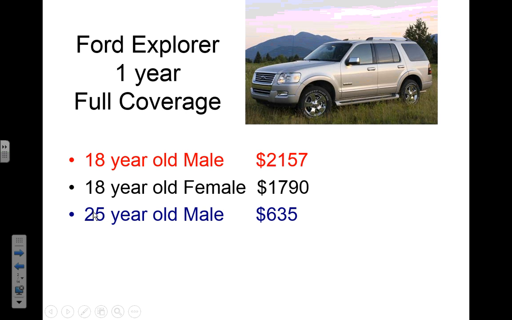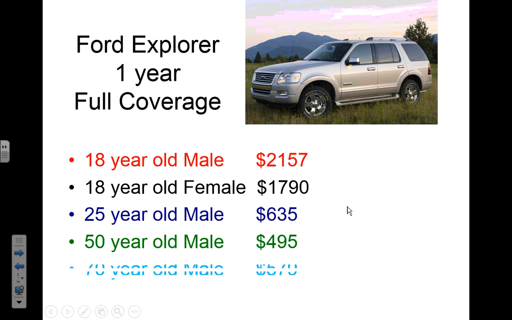Then I started just going with males on different ages, and you notice 25-year-old males, it drops considerably. Again, the insurance is exactly the same, but age makes a difference. 50-year-old males, notice it keeps going down, and then 70-year-old males, it goes back up, but not to the same rate that it was for 25-year-old males even.